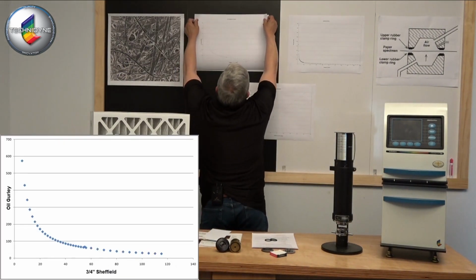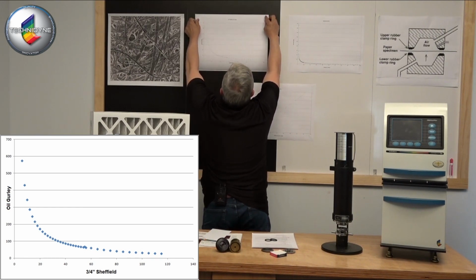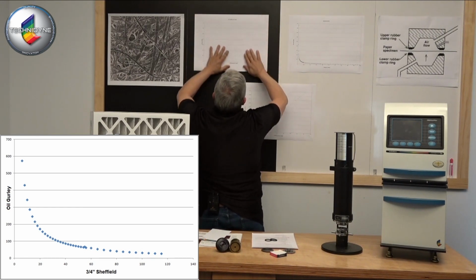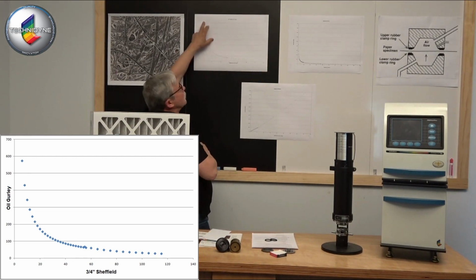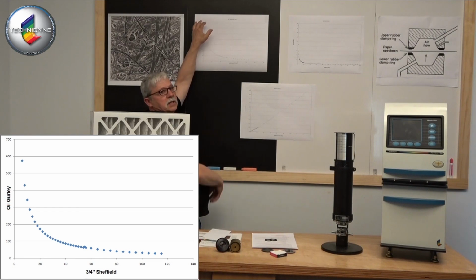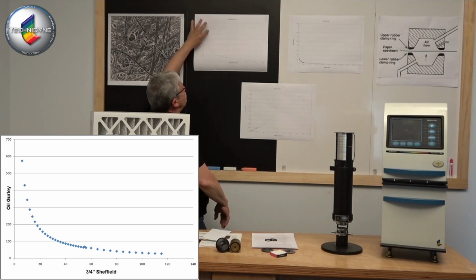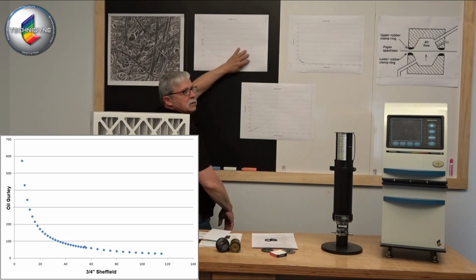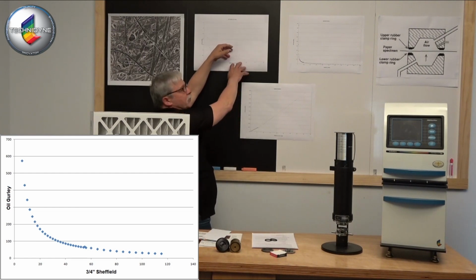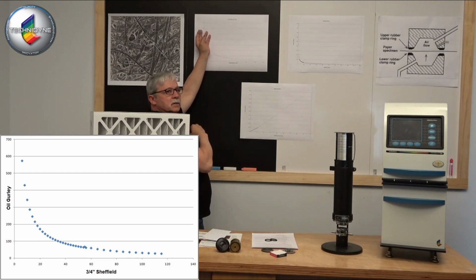If I take a moment and overlay this, what I've done is just simply blown this up a little bit. So I'm not going all the way out to 400 units on the Sheffield scale, but closer to 120. And I'm not going all the way up to 1800 Gurley seconds, closer to 700 or 800. In this area we have a fairly decent, reliable relationship that we can use to compare Sheffield units to oil Gurley seconds.